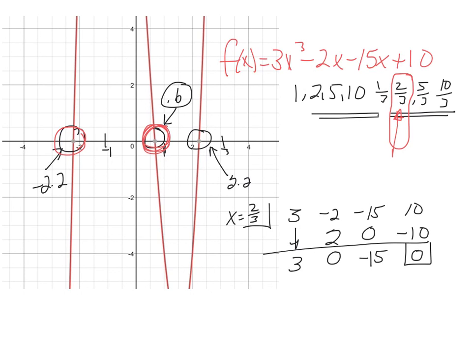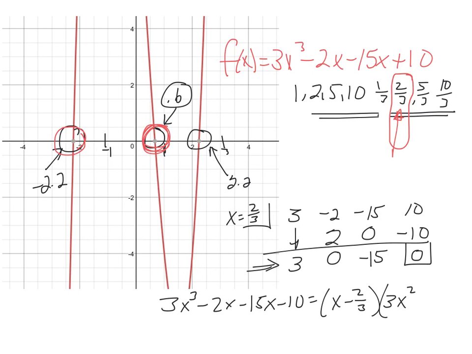Now, what this answer means is that when we factor this polynomial, we got one of the factors, so x minus 2/3 is a factor. And it would be multiplied by this quotient in order to make the original polynomial. So these answers give us the next factor to work with.